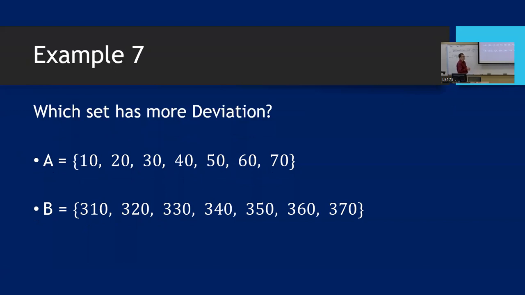Yeah, since the jumps are the same size, the standard deviation is also going to be the same size. All right. So in this case, A and B would have the same standard deviations because the jumps between the numbers are all the same size. All right, they're all 10s in A, jumps of size 10 in B as well.